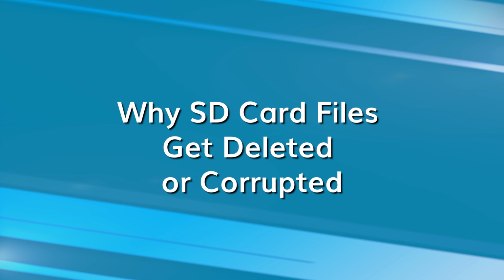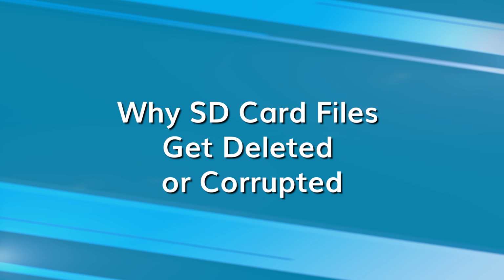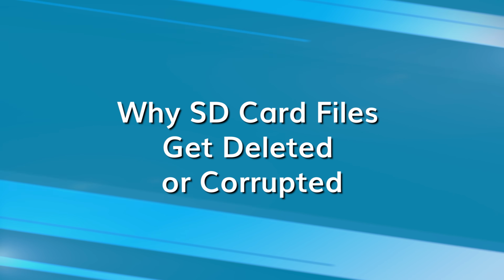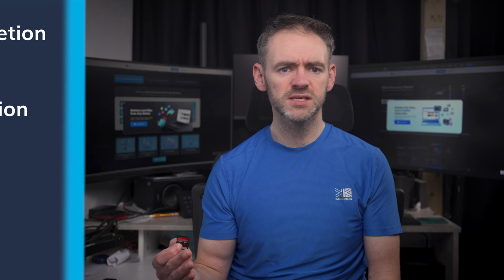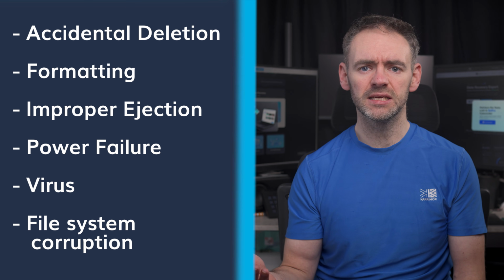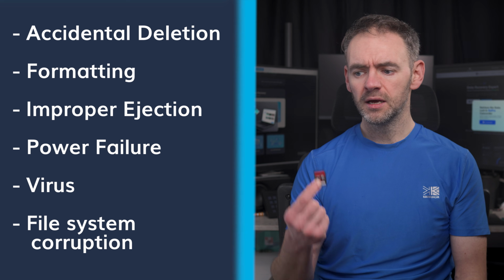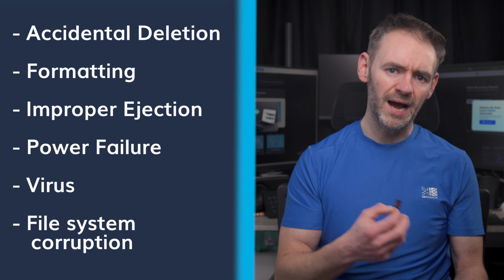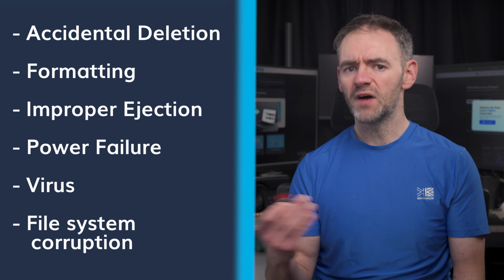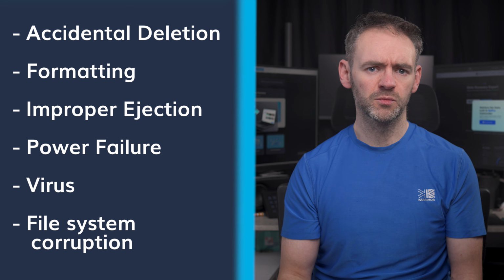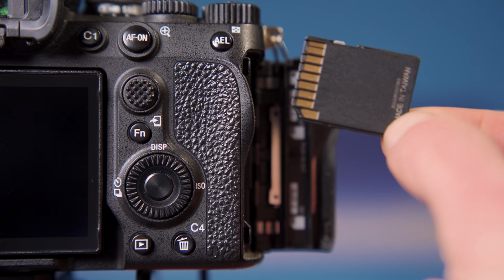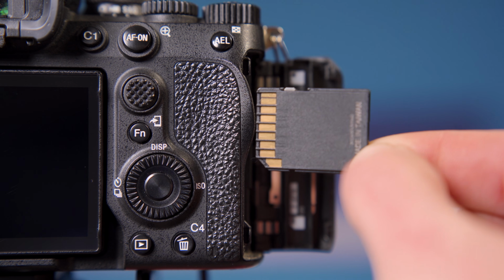Before we jump into recovery, it's important to understand why SD card data gets lost in the first place. In most cases, the files disappear due to accidental deletion, formatting of the card, improper ejection, power failure during recording, virus attacks, or file system corruption. Using the same SD card across multiple devices can also create compatibility issues that lead to errors. And of course, physical damage can make things worse.